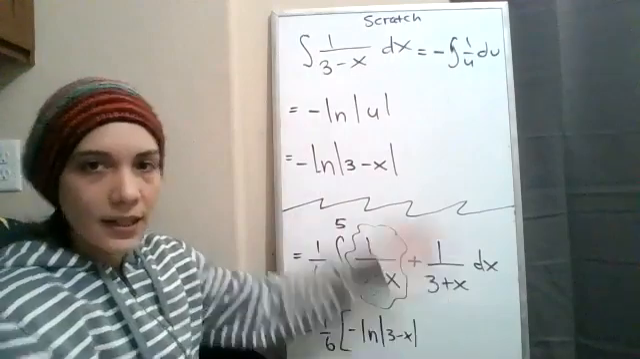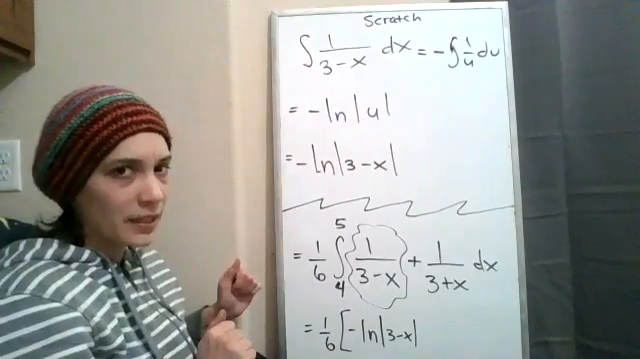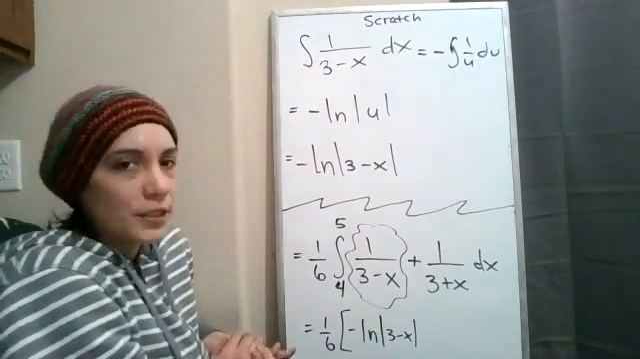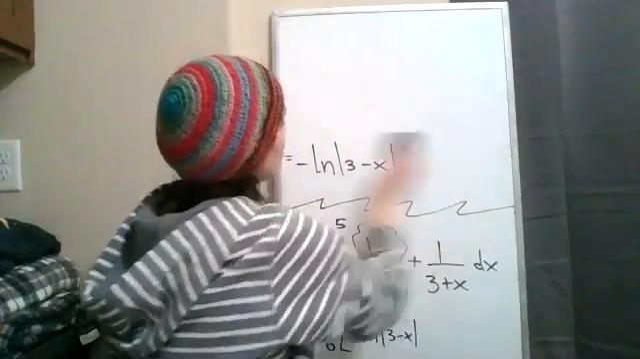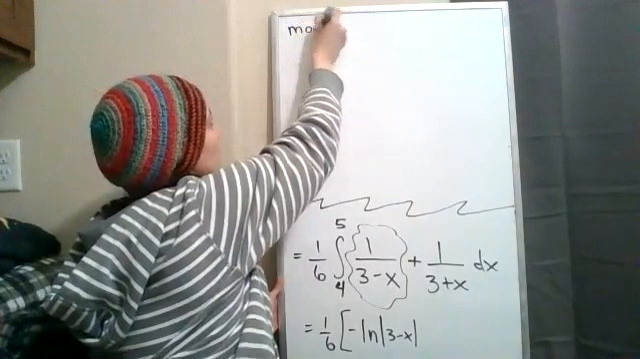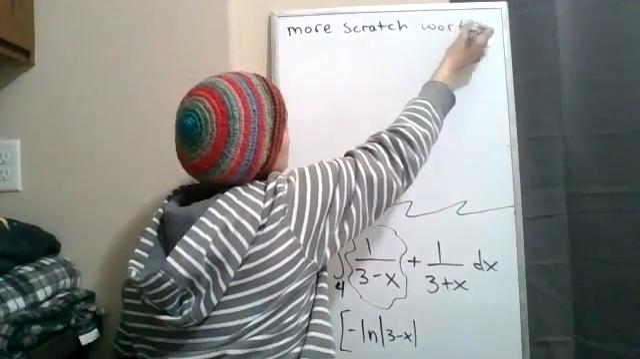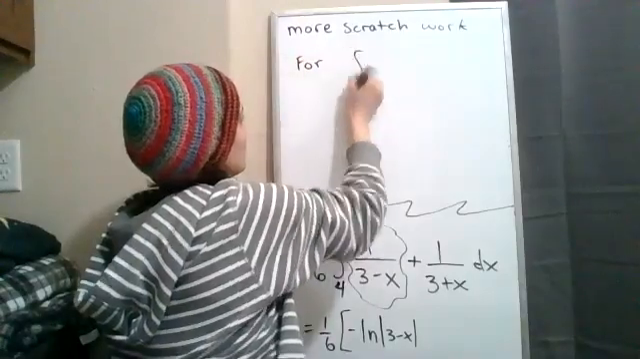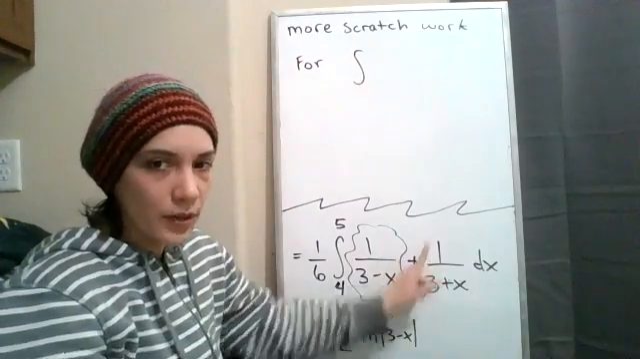Now let's go work over here and do scratch work. I'm going to pick a new letter. I like to pick W, but it can be any letter. Like, let's try T. So, explore scratch. Okay, this part we're going to have just an indefinite integral of 1 over 3 plus x.